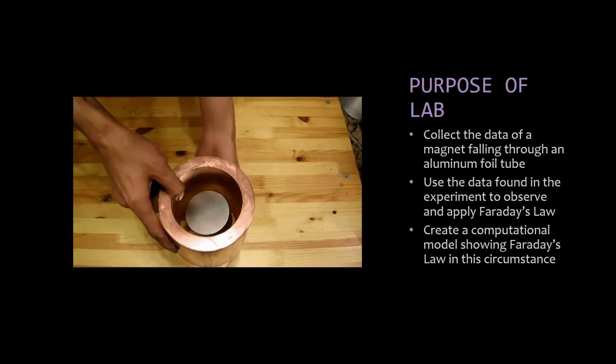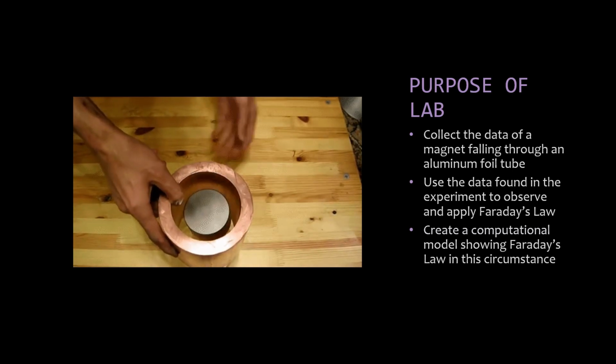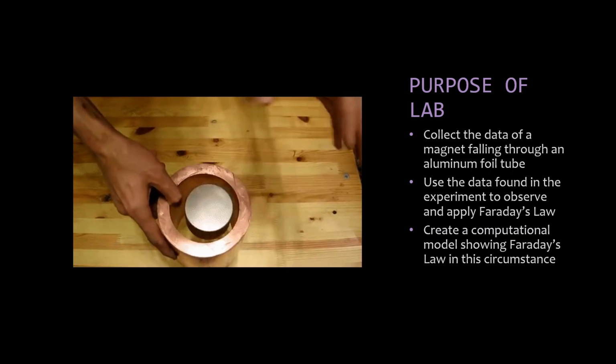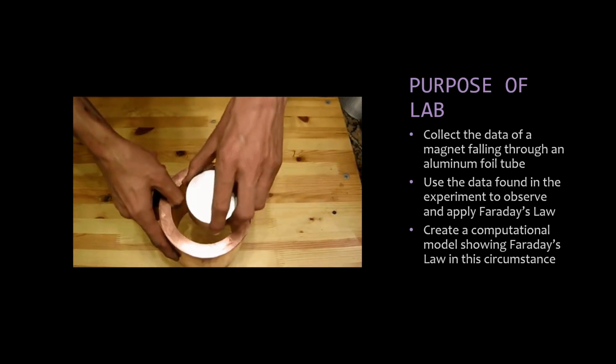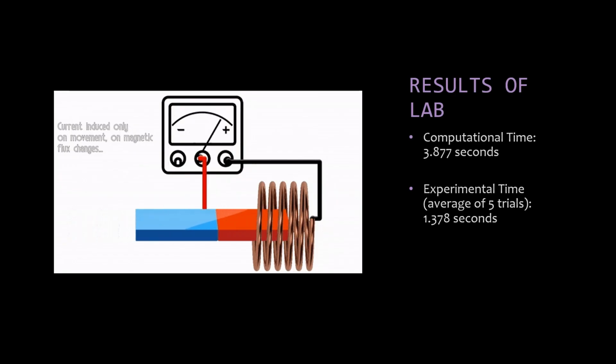Now, the purpose of this lab was to collect the data of a magnet falling through an aluminum foil tube. I then was supposed to use this data to observe and apply Faraday's law, and then I also created a computational model showing Faraday's law in this circumstance. Now, the results of the lab, a little preview.